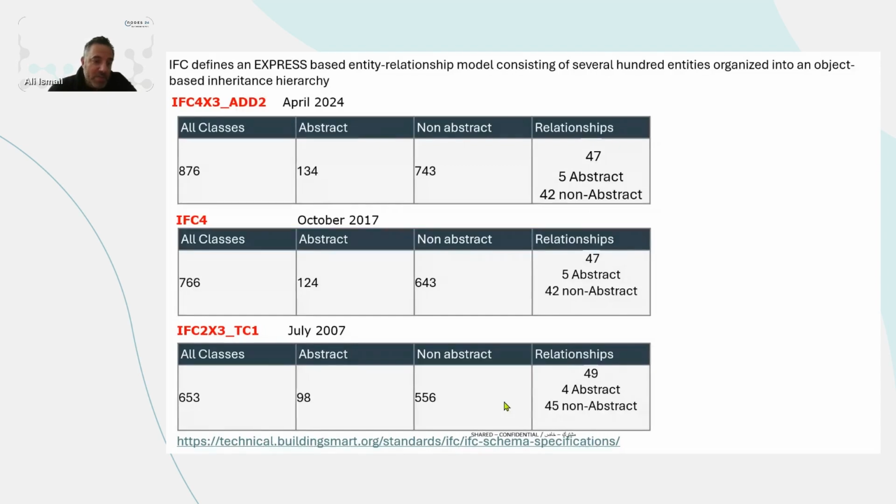If we look to the latest versions, we see IFC4x3 ADD2. It has almost 876 classes. Among them, 743 are non-abstract classes. And then we have almost 47 relationships, and 5 of them are abstract and the others are non-abstract.